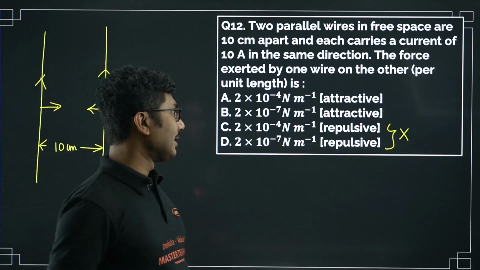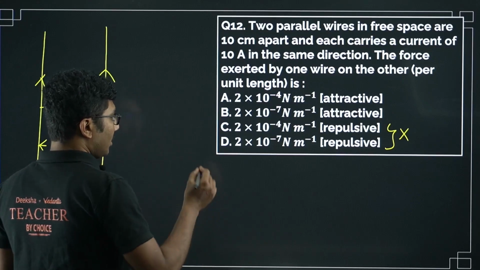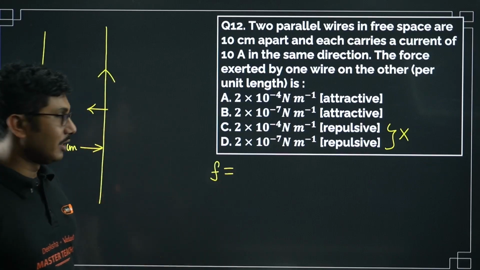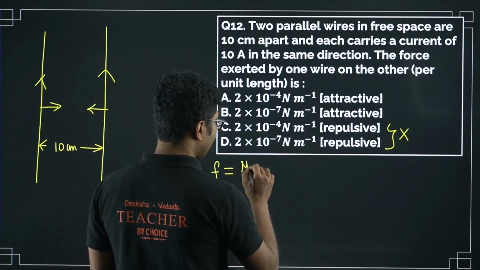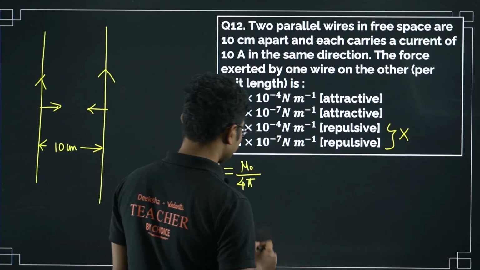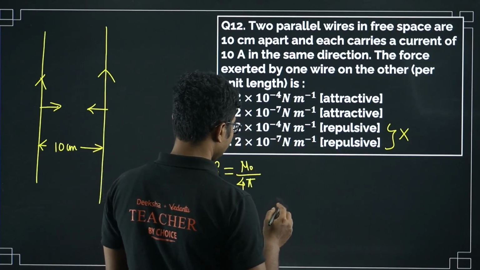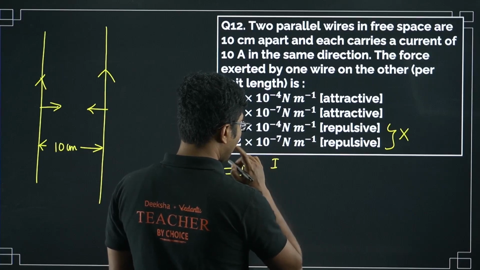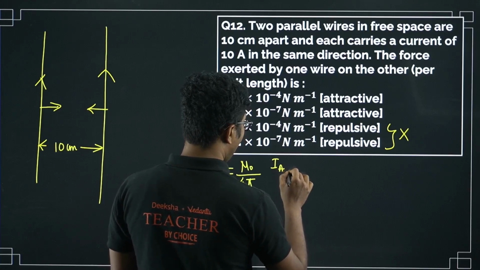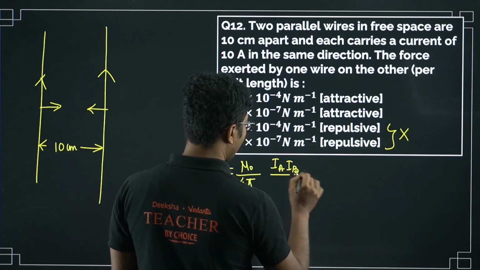Let's see. So what is the force per unit length between two wires? It is mu naught by 4 pi, I A I B by d square.